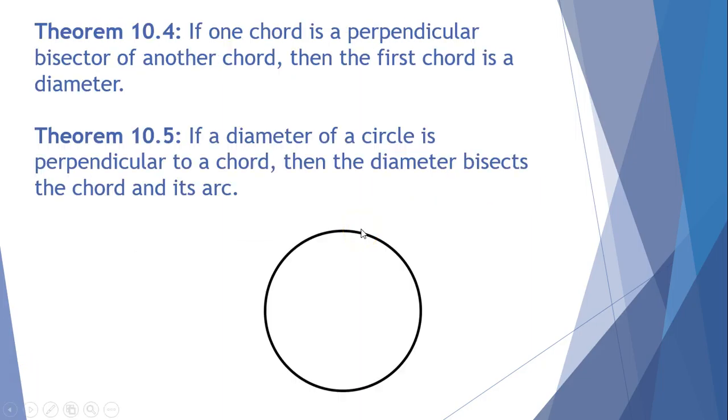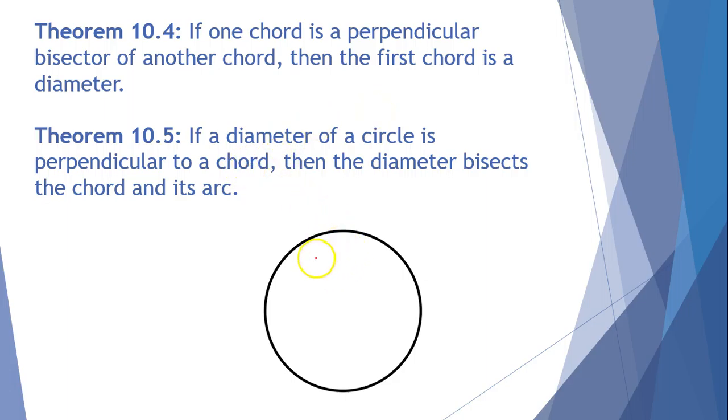Okay, I put these theorems together on the same page because they're practically the same thing. They're just converses of each other. So we have, where's my cursor? There it is. If one chord is a perpendicular bisector of another chord, then the first chord is a diameter. Then you have if a diameter of a circle is perpendicular to a chord, then the diameter bisects the chord and its arc.